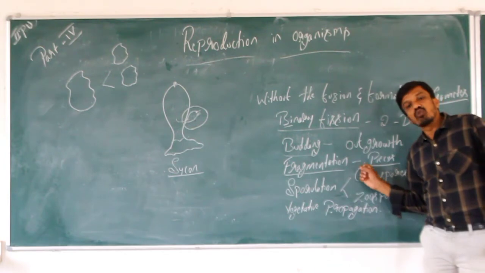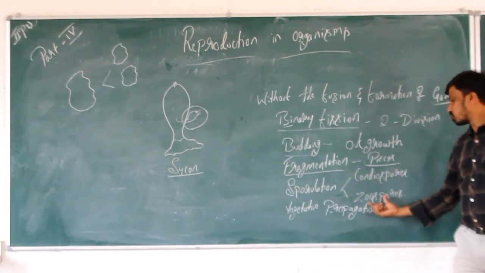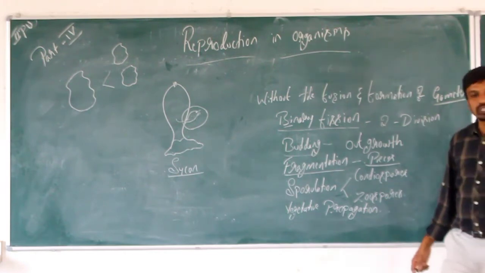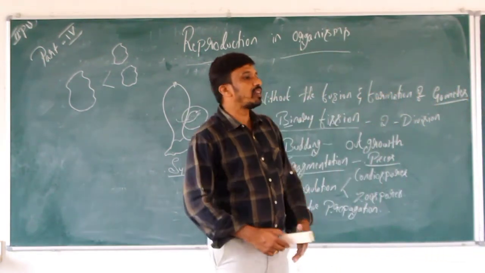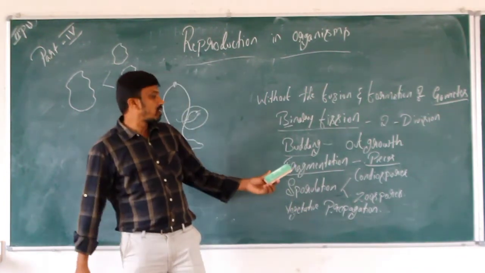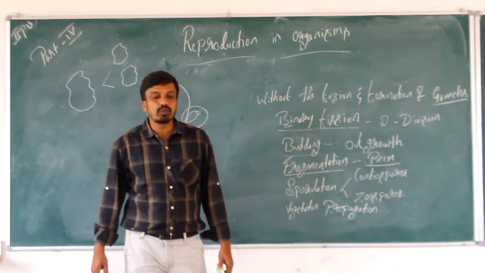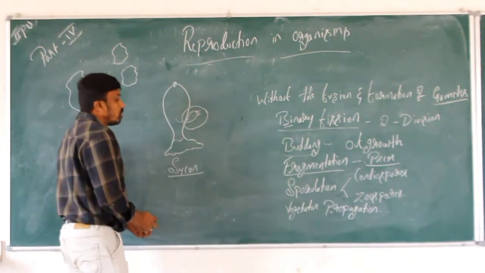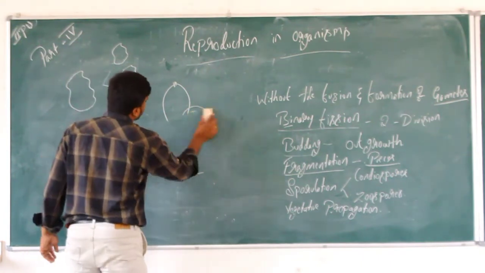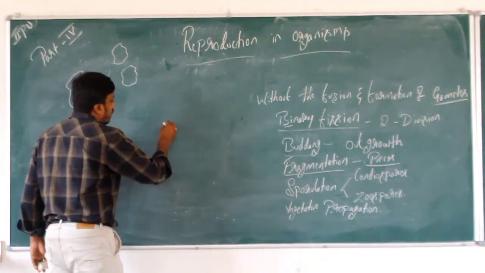Here there are so many types of spores: conidiospores, zoospores, basidiospores, ascospores. There are so many varieties. For your convenience, there are two types of spores, conidiospores and zoospores. So, what are conidiospores? I draw the diagram.